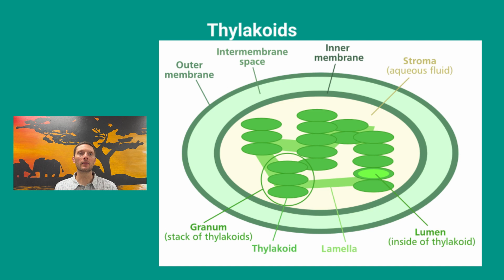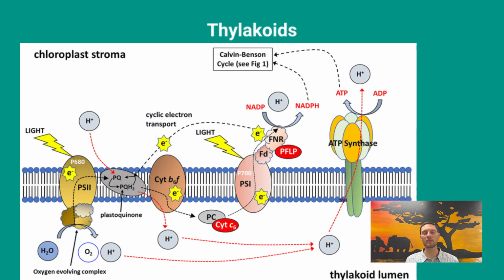and those properties would include the ability to separate fluid inside the lumen from the fluid within the stroma to be able to create a proton gradient. It's the use of that proton gradient by ATP synthase in the thylakoid membrane to be able to produce ATP.